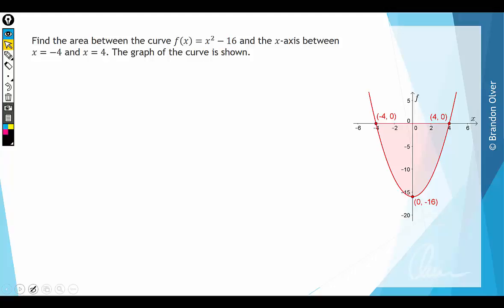Find the area between the curve f of x equals x squared minus 16 and the x-axis between x is negative 4 and x is equal to 4. The graph of the curve is shown.